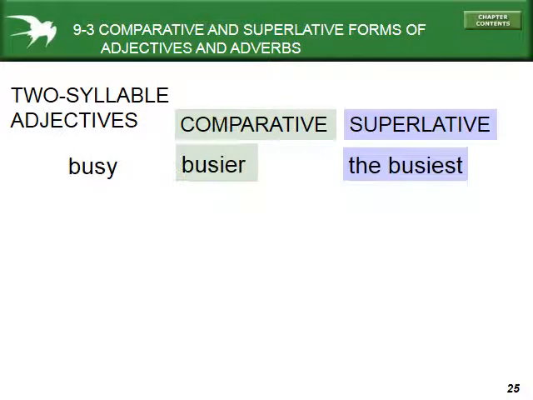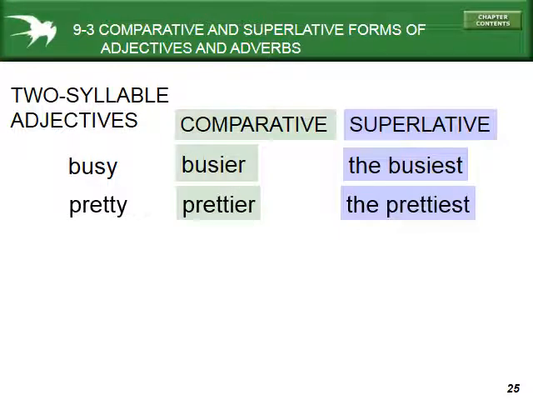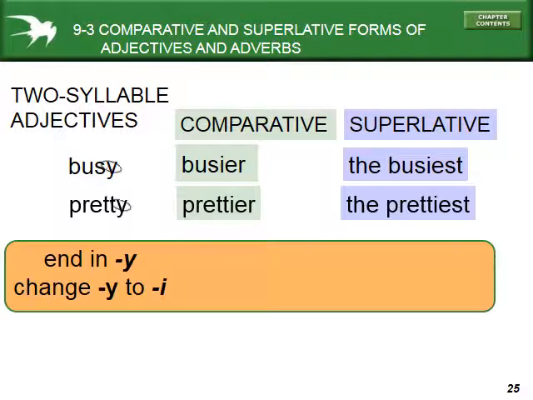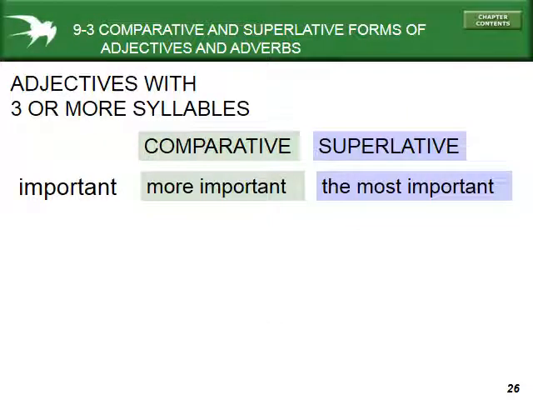Okay. Now then we have this group of 2-syllable adjectives, and these are 2-syllable adjectives where the second syllable is just a y. So in these cases we don't say more busy, even though it's 2 syllables. We say busier and the busiest, not more pretty, but prettier and the prettiest. And what you're going to do is change the y to an i and then add the er or the est. Okay.